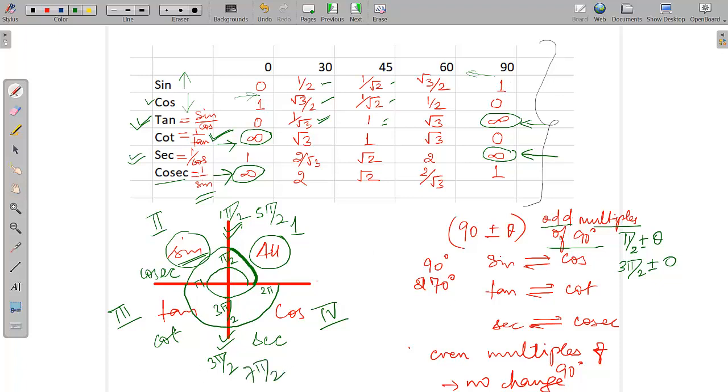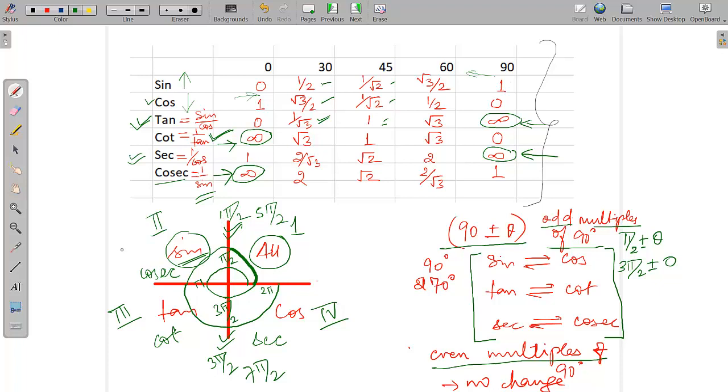So these kinds of odd multiples, if they are being used in the trigonometrical functions, what you have to remember is the functions get changed while putting them in terms of theta. So sine becomes cos and cos becomes sine, vice versa. Tan becomes cot and cot becomes tan, sec becomes cosec and cosec becomes sec. If they are even multiples, there will be no change. So sine will remain sine, cos will remain cos, and all the trigonometrical functions will remain as they are. So there is no change.